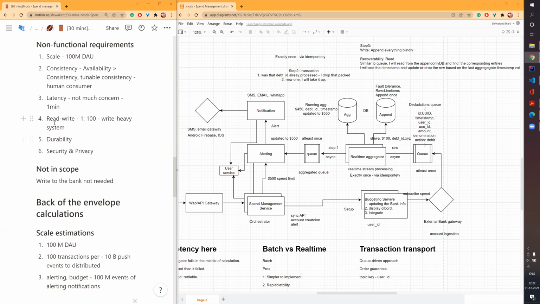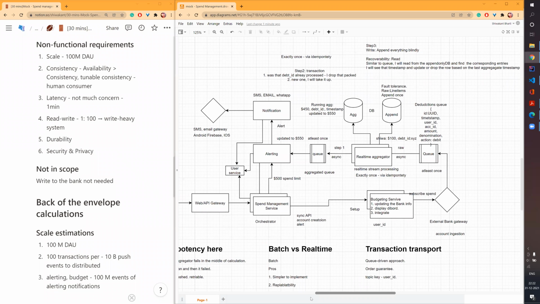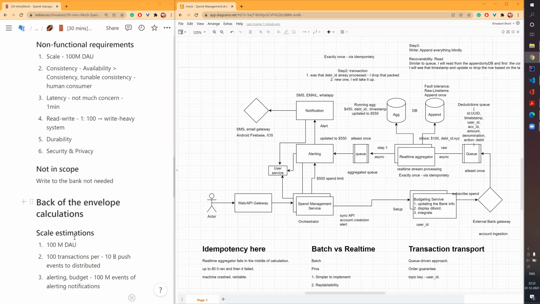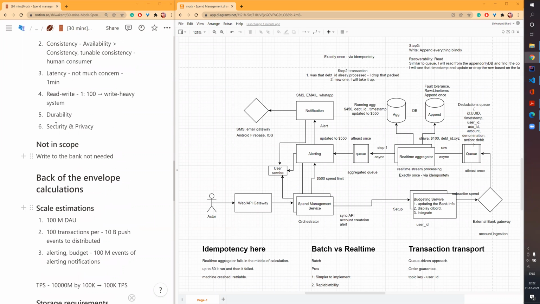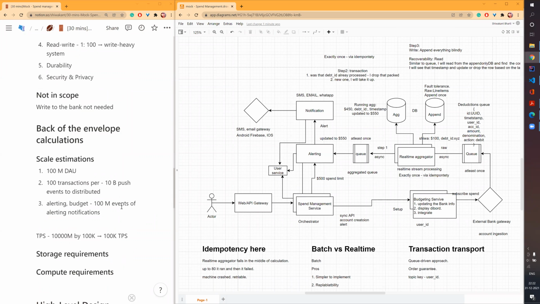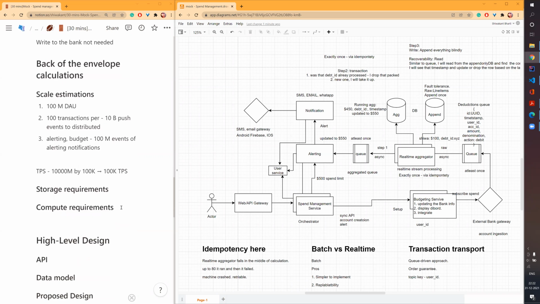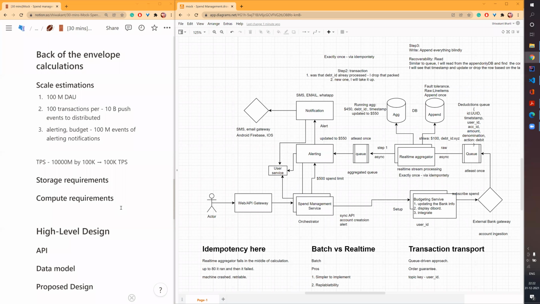Another thing is the read-write ratio. It looks to me like this is a very write-heavy system as a whole. A lot of messages or events will be pushed to my system, but the reads will be very few, only when alerting happens, right? So writing to the bank is not needed here. Does it make sense? Durability, security, and privacy we have to think about a bit. So till now it makes sense, right?